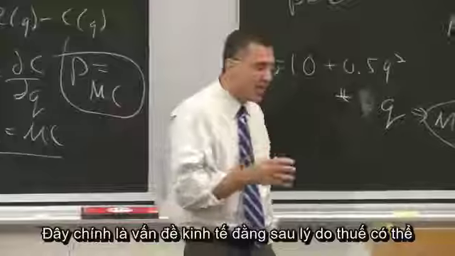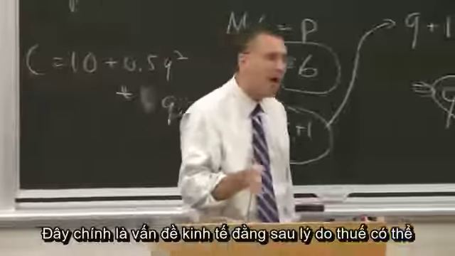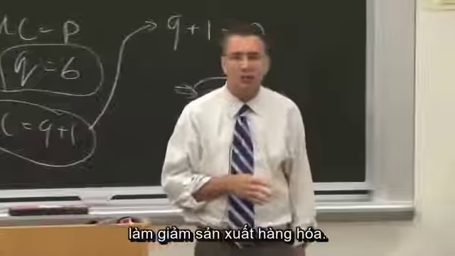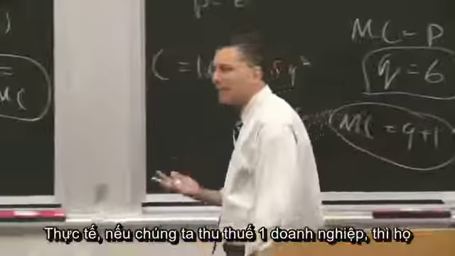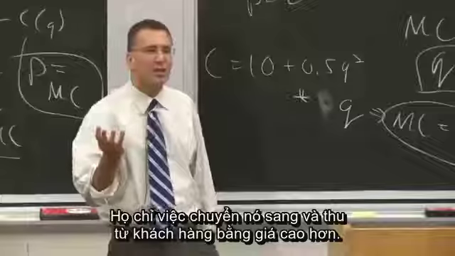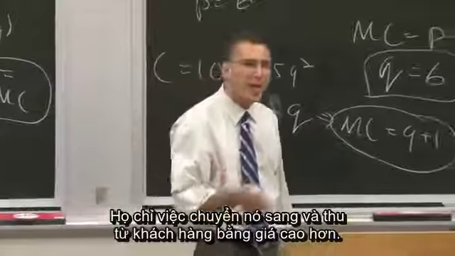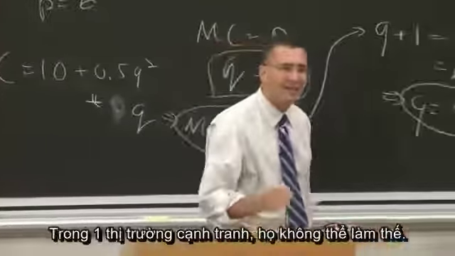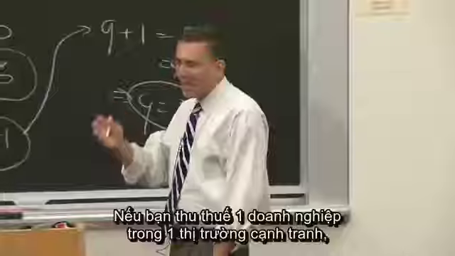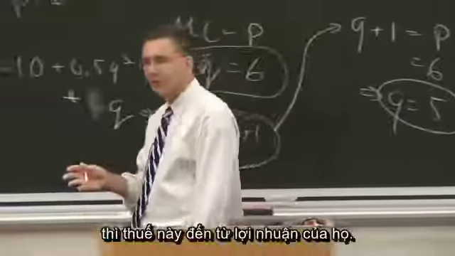Now, this is the economics behind why taxes can lower production. Now, you might say, wait a second. In reality, if we tax a firm, they don't have to lower their profits. They just pass it on and charge consumers higher prices. But not in a competitive market. In a competitive market, they can't do that. If you tax a firm in a competitive market, it comes out of their profits.